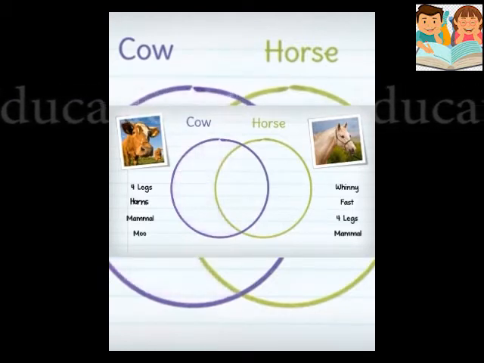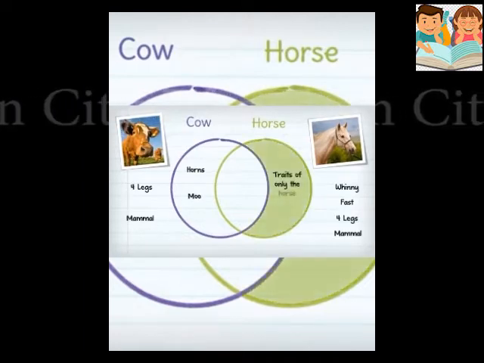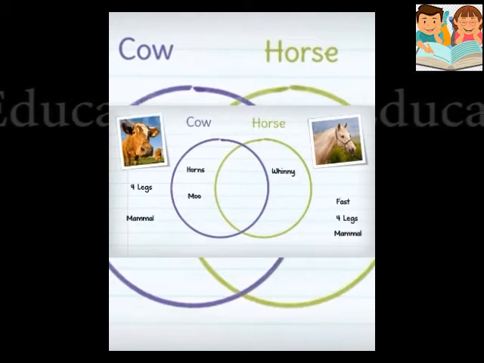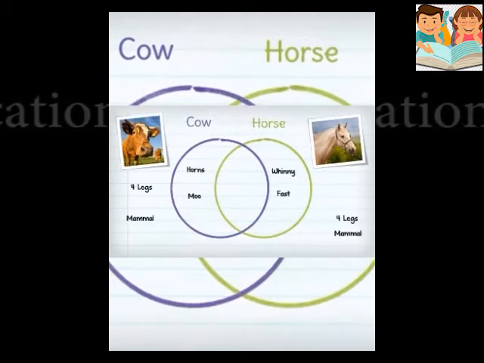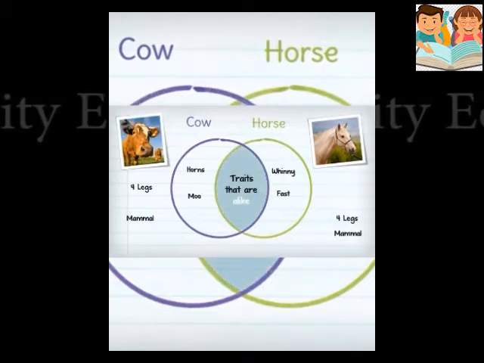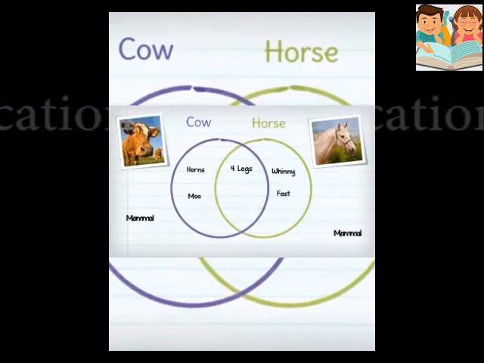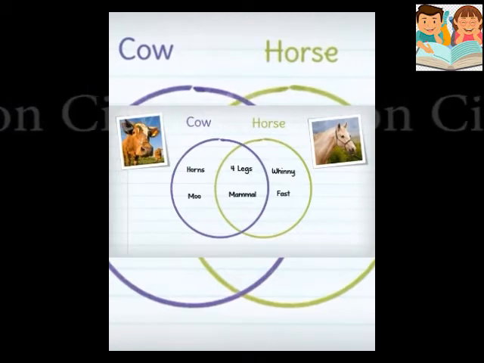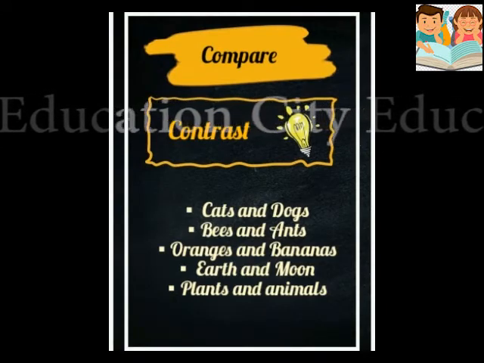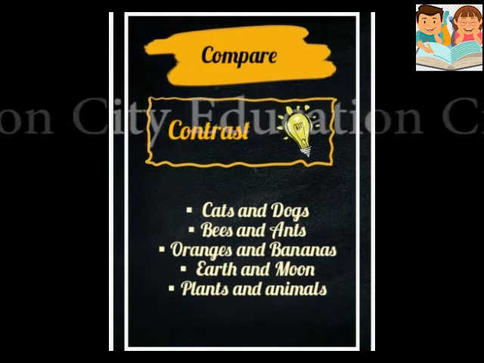On one side we will write the traits of only cow, which are different from horse, which is horn and moo. Like this we will write the horse traits that are whinny and fast, which are not present in cow. So now in the middle of the circle write the compare of two animals, which are same in both. They both are mammals and have four legs.